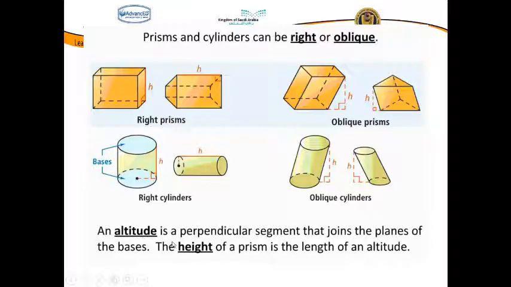The altitude is a perpendicular segment that joins the planes of the bases, like this one. This is the altitude, and the length of this segment is called the height. Then the perpendicular segment that joins the planes of the bases is the altitude, and the length of this altitude is called the height.